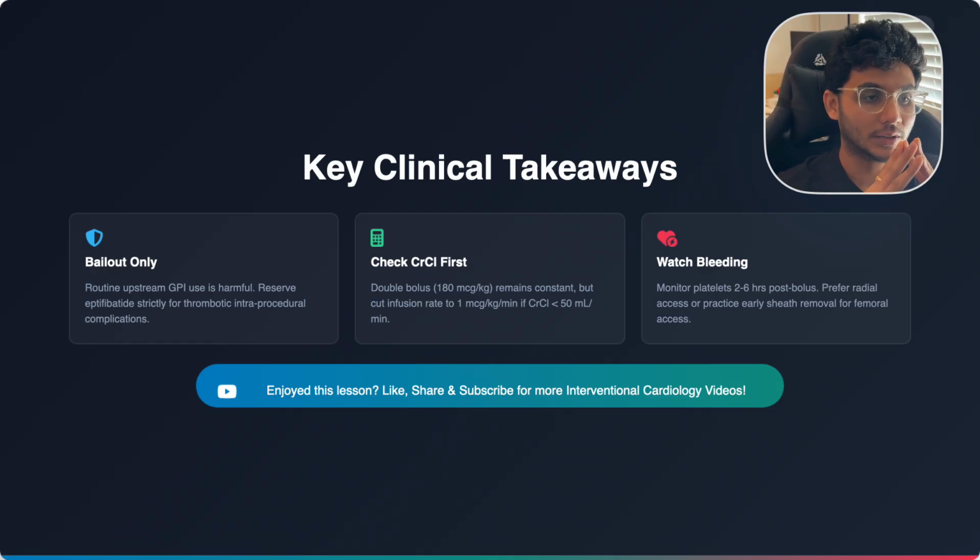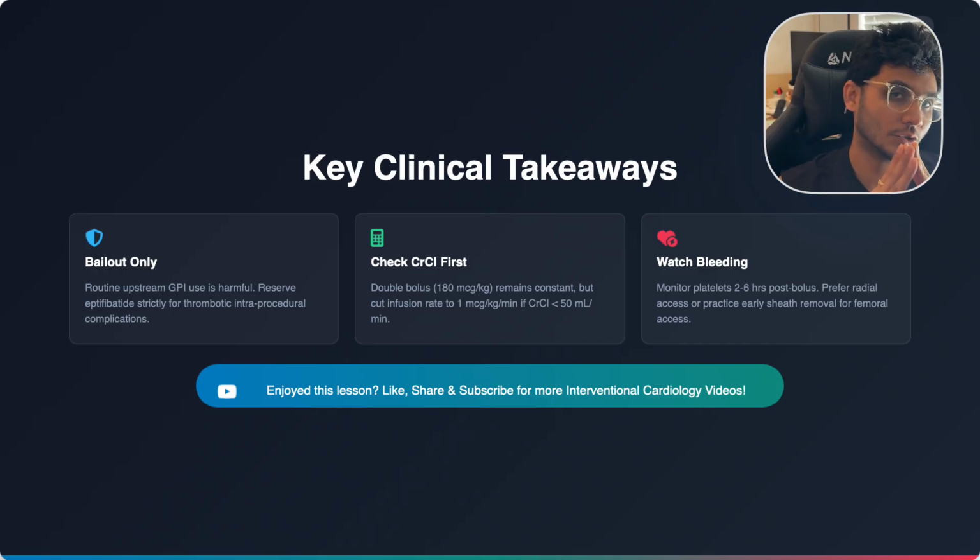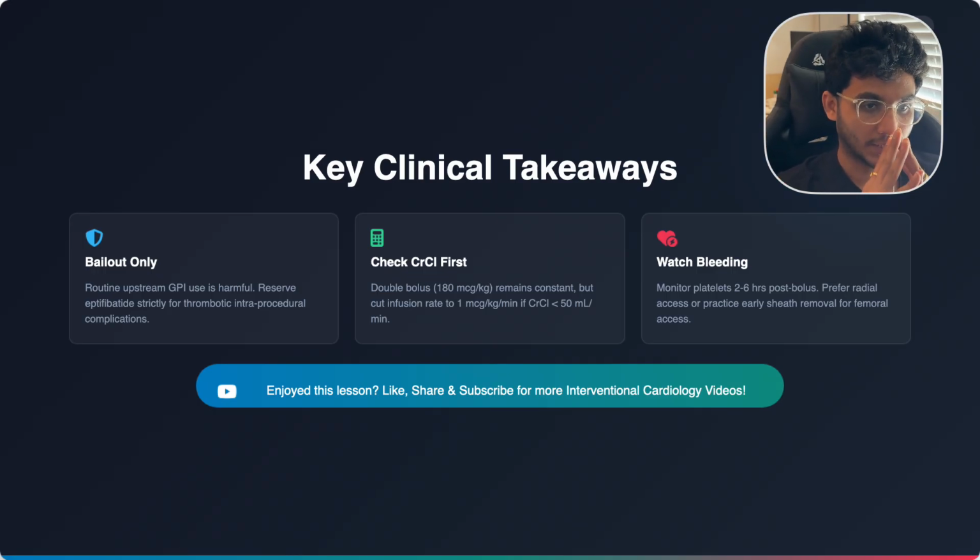Check the creatinine clearance first before you start this medicine, because as we discussed, we need to cut the infusion rate to 1 mcg per kg per minute. Usually 2 is recommended, but cut it to 1 if your creatinine clearance is less than 50, and watch for bleeding as we discussed. Alright, so that's pretty much it.